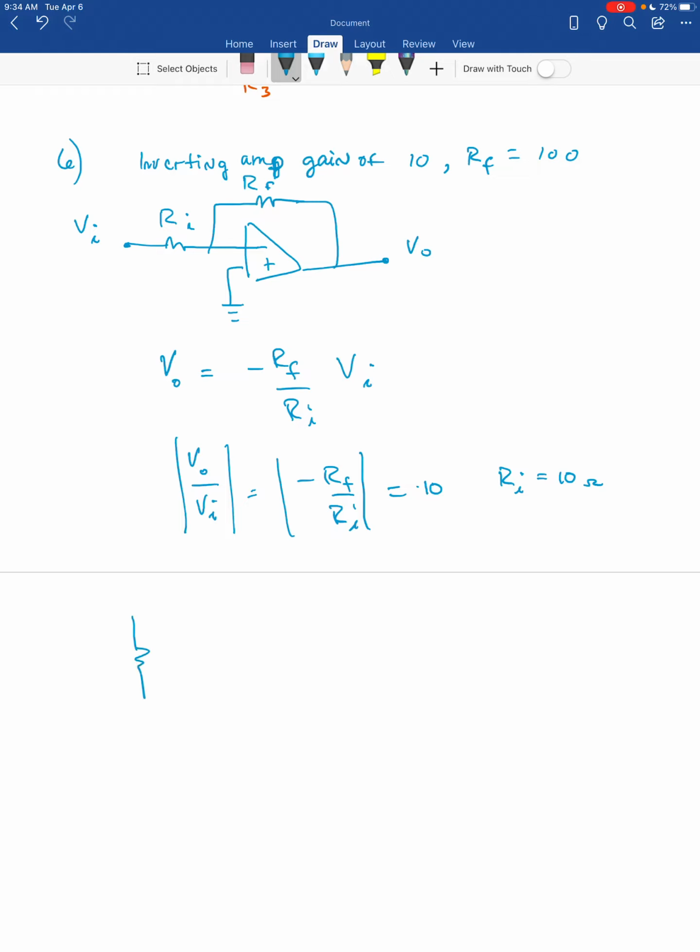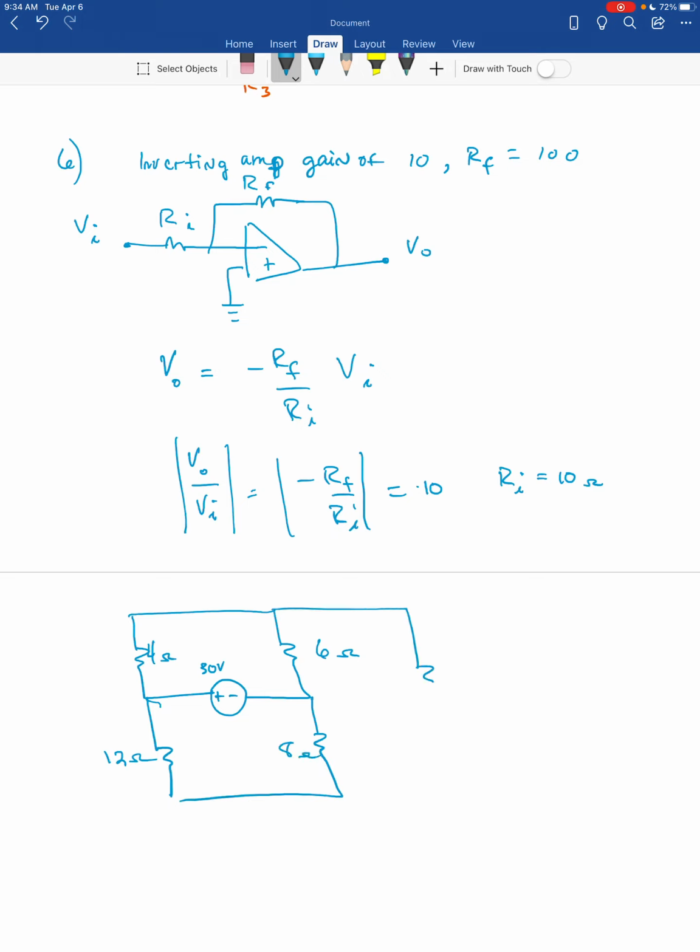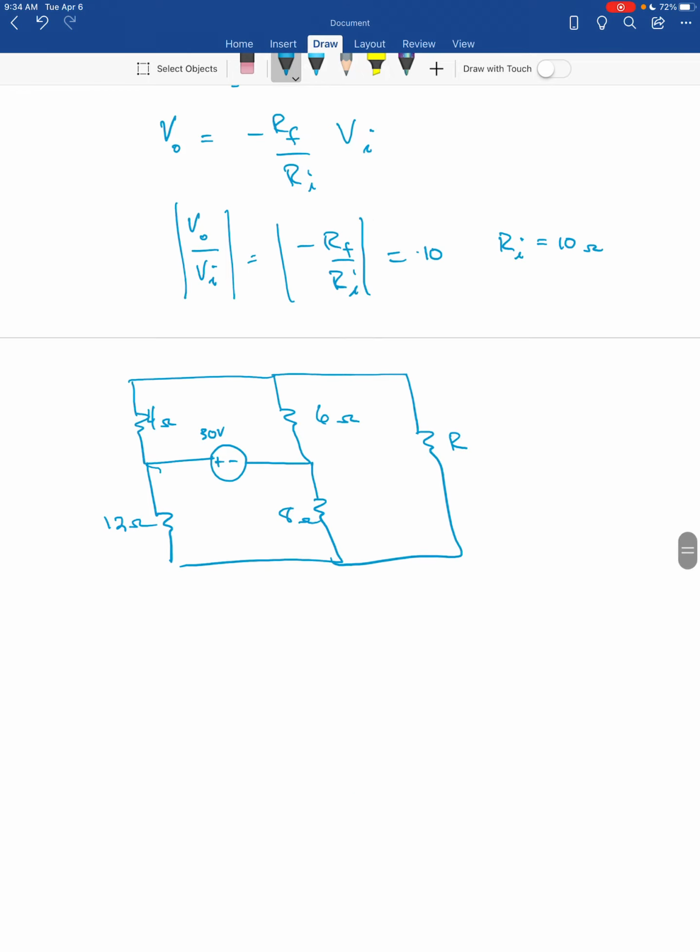Okay, and now let's look at question 7. Question 7 is a max power problem. A very simple one, because I believe all you're asked to find is the resistor that will dissipate max power. Ohms, 30 volts, 6 ohms, 12 ohms, 8 ohm, and this is our resistor R.